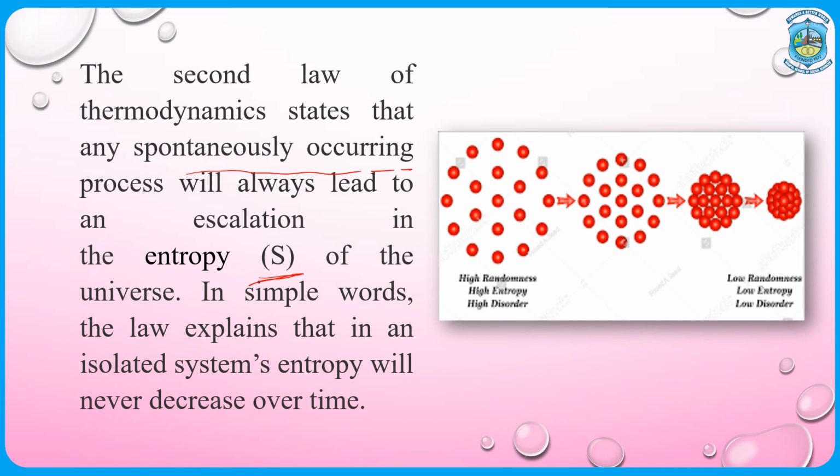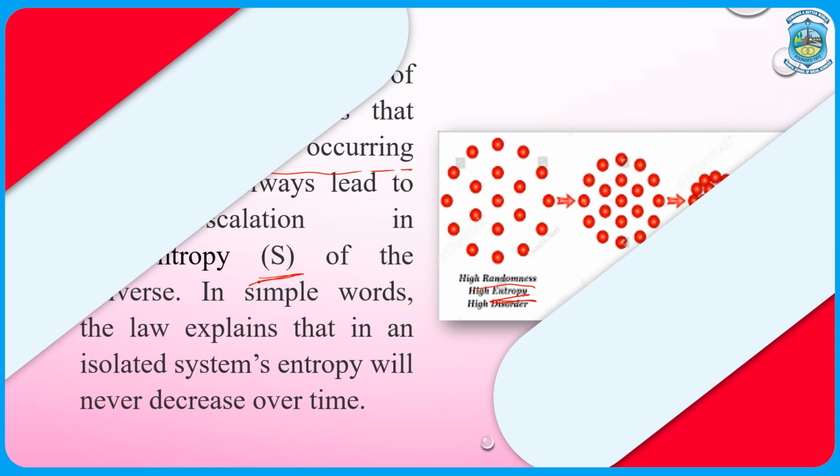The law explains that in an isolated system, entropy will never become zero and never decreases over time. Like the picture over here clearly explains, when the molecules are at high randomness, they have the highest entropy, because entropy actually talks about the disorderedness of the system. The more disordered a system is, the higher the entropy, and as the system gradually becomes ordered, it has the lowest level of entropy, but still it will never be zero.